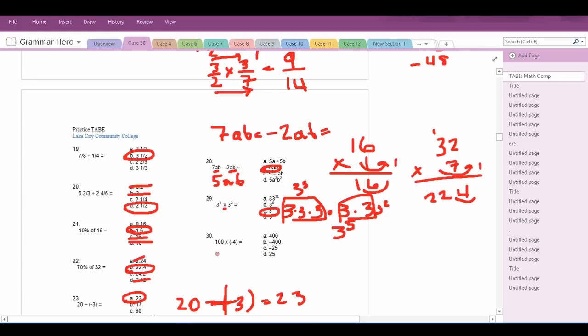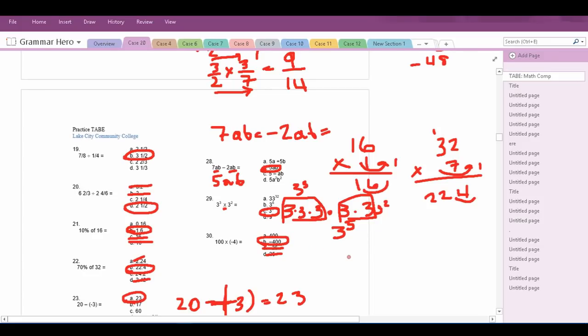We all know what 100 times 4 is. That would be 400. So we can get rid of this. Now we have to decide what it's going to be. Is it going to be positive or negative? Well, when I went to school, they taught us a negative times a positive is a negative. So it's going to be this.